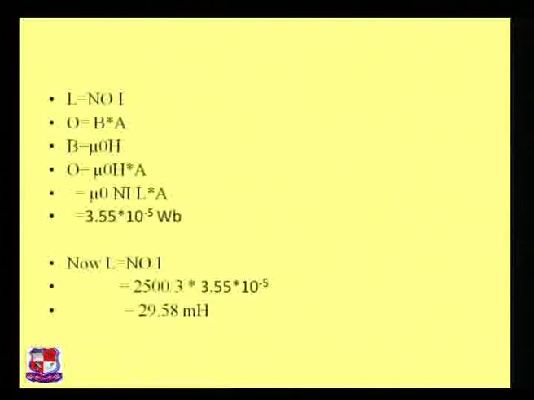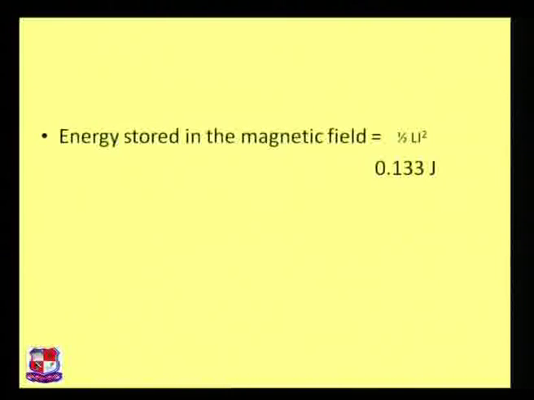Then we have to find the inductance L. The formula of L is Nφ/I. By putting the value of N as 2500, the value of φ and the value of I, we finally get L as 29.58 mH. The energy stored in the magnetic field will be given by ½ L I², as we derived earlier. By putting the value of L and the value of I, we finally get the energy stored in the magnetic field as 0.133 joule.